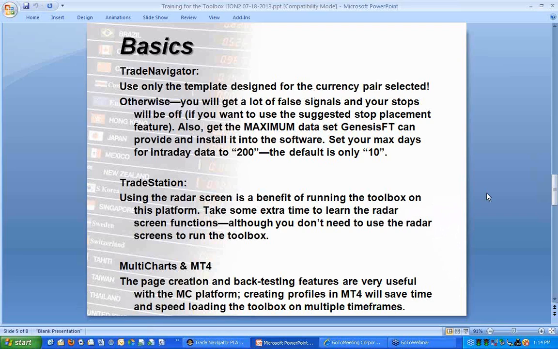Personally, I like using the Trade Navigator platform because I just like the layout of the screen and I like the symbols. I've used the toolbox on the other products, TradeStation, Multicharts, and MT4. It's identical. It's just I prefer the Trade Navigator, so I usually do my training and teaching on the Trade Navigator.